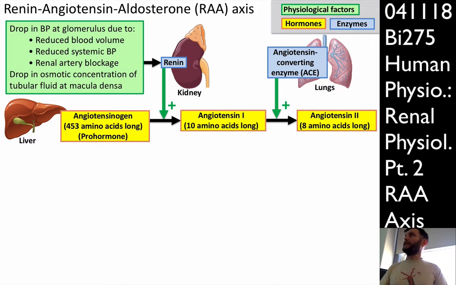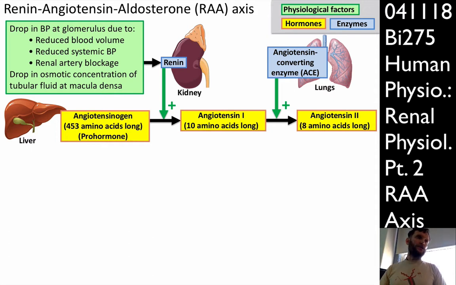Maybe there is a drop in systemic blood pressure for other reasons. We're not sure. There's a host of reasons that could be. Perhaps pathologically there could be a renal artery blockage. That's serious. You don't want that to happen. The kidney will die, but it can happen, and you'll get a drop in blood pressure at the glomerulus.